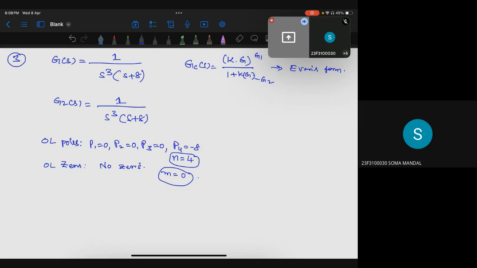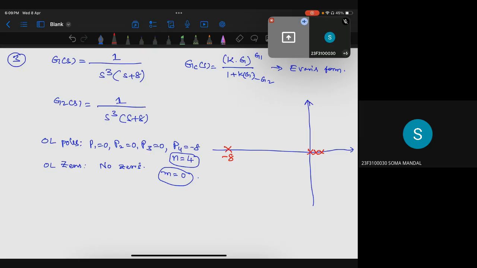Now, if you draw the pole zero diagram, how does it look? What are the pole locations? You have 3 poles at 0, correct? And you have another pole at minus 8. Okay, this is the pole zero diagram. There are no zeros.